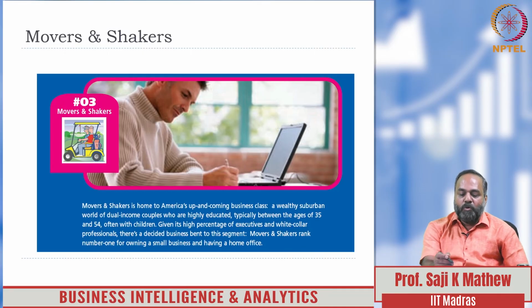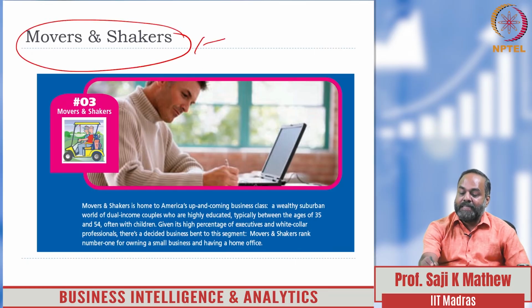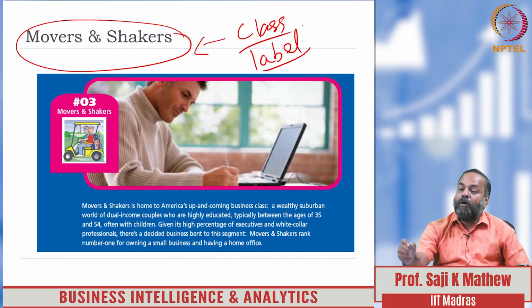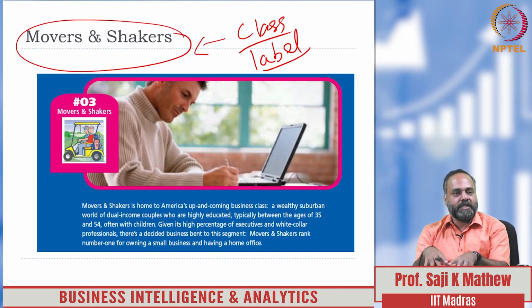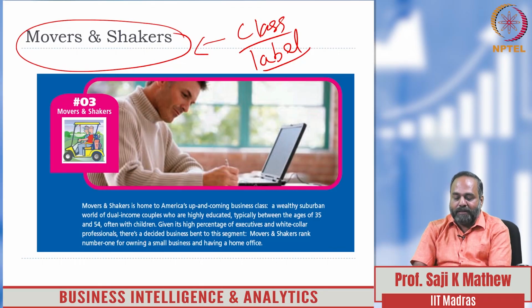You see what they do: movers and shakers, this is the class label or cluster label. Looking at the characteristics of a cluster, they gave it a name. This cluster can be named as movers and shakers. In decision trees, you know that the class labels were given, like bias or non-bias. Here there is no label. You look at the cluster characteristics: this cluster consists of people who have these characteristics high. How do they describe the cluster?